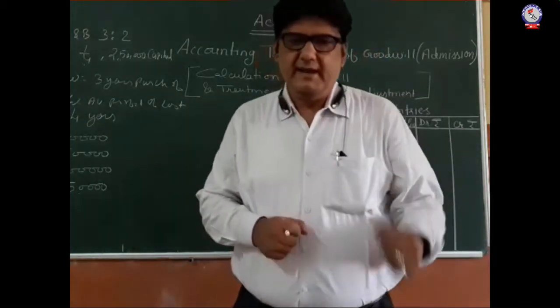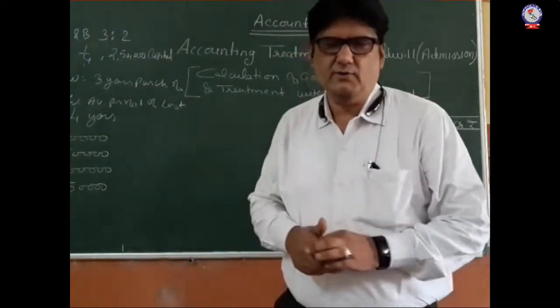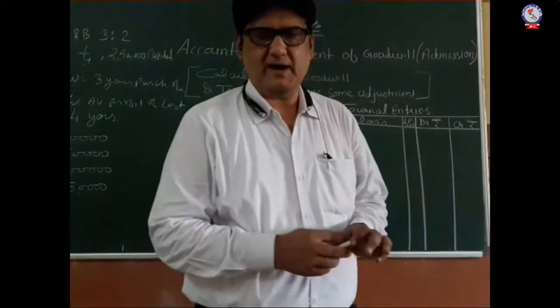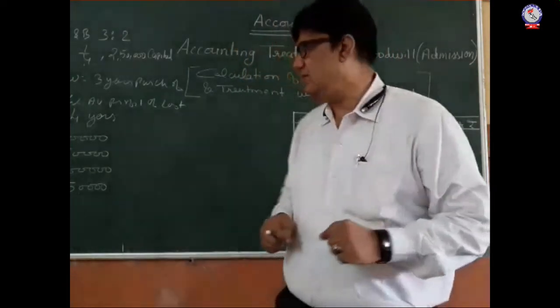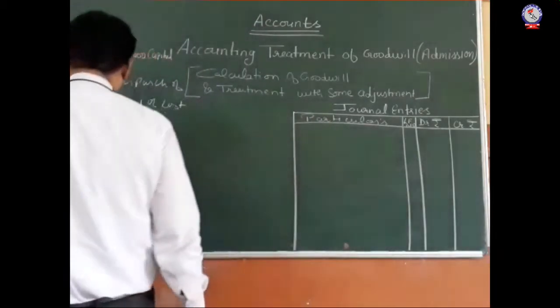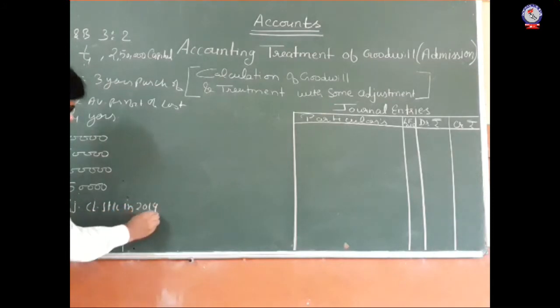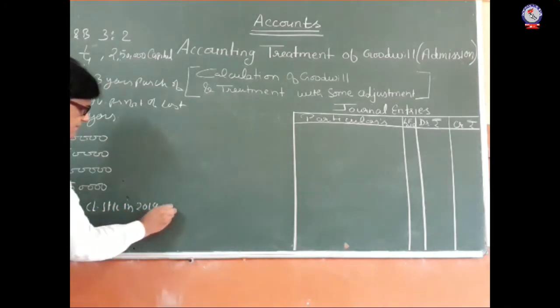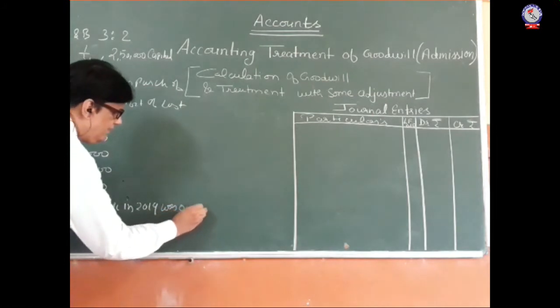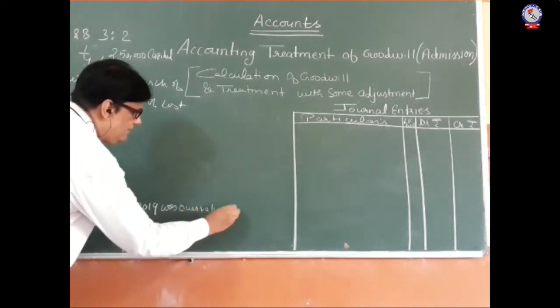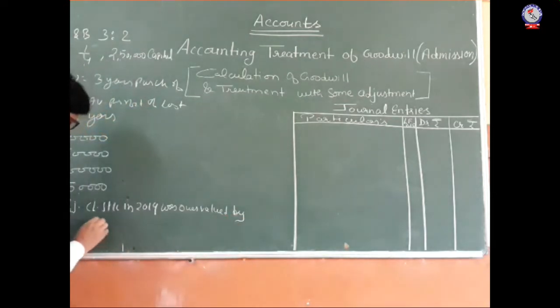In that, they have given the adjustment that the closing stock for the year ending 31st March 2019 was overvalued by 50,000. In the year 2019 there was an overvaluation of closing stock. So two adjustments are given. Closing stock in 2019 was overvalued by rupees 50,000.